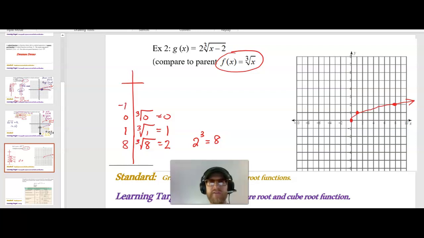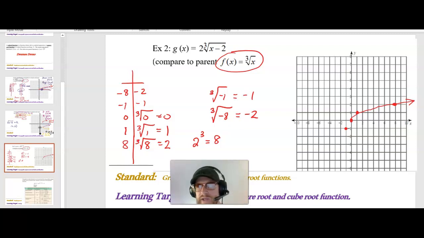The cube root of -1 actually exists as -1 because -1 to the third power is -1. So the cube root of -1 is -1. The cube root of -8 is -2. So let me write that out. The cube root of -8 is -2 because -2 to the third power is -8. So -8, -2, and the curve flattens out this way.